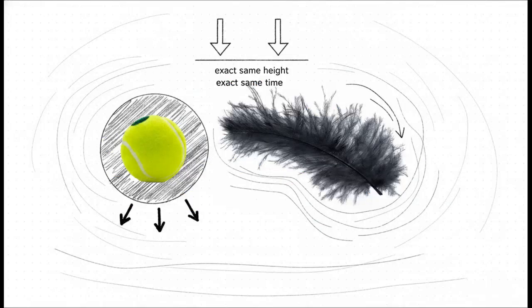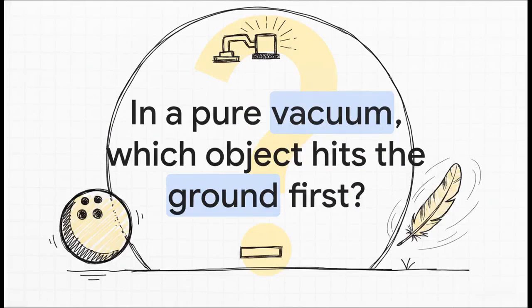All right, let's do a quick mental experiment together. I want you to imagine dropping two objects from the exact same height at the exact same time. In one hand, we have a fuzzy, solid tennis ball. In the other, a delicate, extremely lightweight feather. In a normal room, we instinctively know the ball hits the ground first, right? The feather catches the air and floats down slowly because of high air resistance.